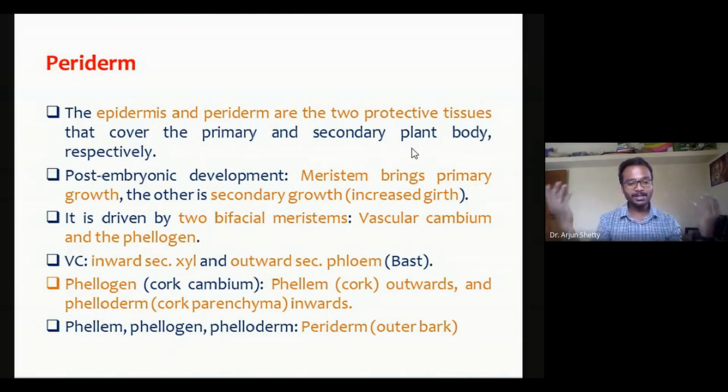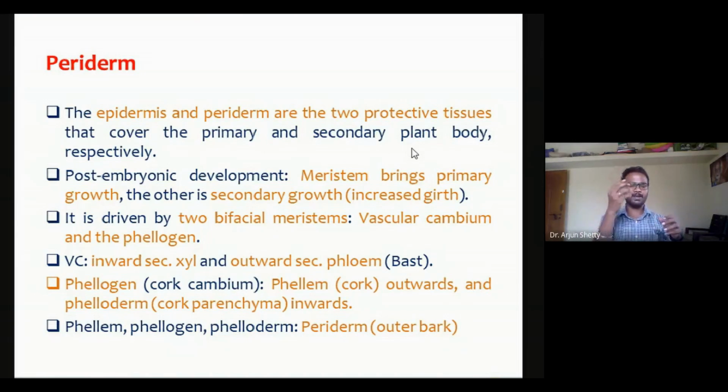Here, how the development can be seen is how the vascular cambium and the phellogen form the different structures. Again, I would like to repeat what happens in the vascular cambium. It divides. Let us take this. You have to imagine what I am explaining right now.